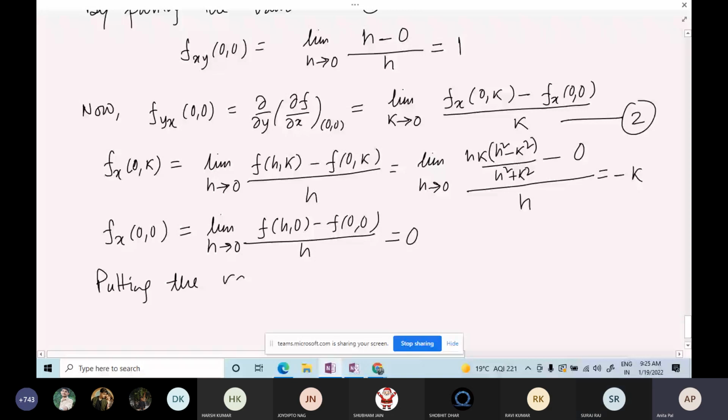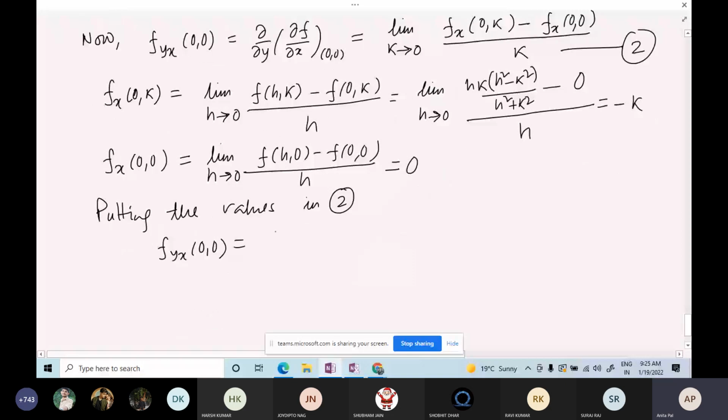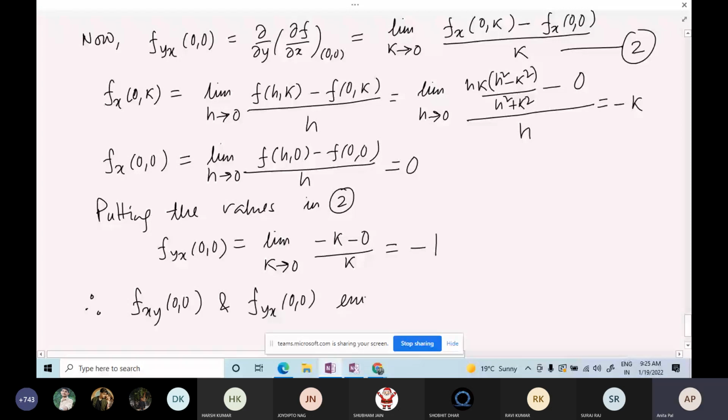What we will have? f_yx at (0,0). We'll just put the values. What we got? Limit k tends to 0 of minus k minus 0 by k. So what is it? Minus 1. Therefore, we'll say f_xy(0,0) and f_yx(0,0) exist, but they are not equal.